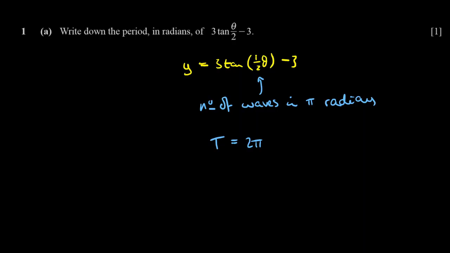Now, if you want a formula that's going to help you to remember that, then essentially you can say that the period T is going to be equal to pi divided by b, in this case where we are dealing with the tangent graph. If we were dealing with sine and cosine, it would be 2 pi divided by b. So here our answer is the period is equal to 2 pi.